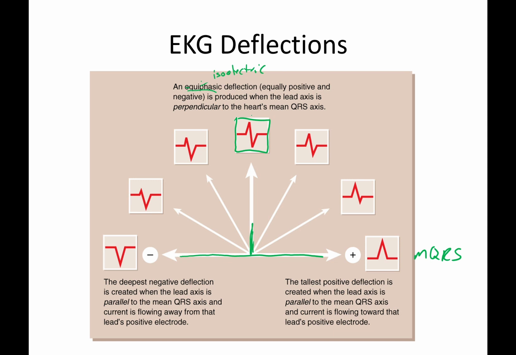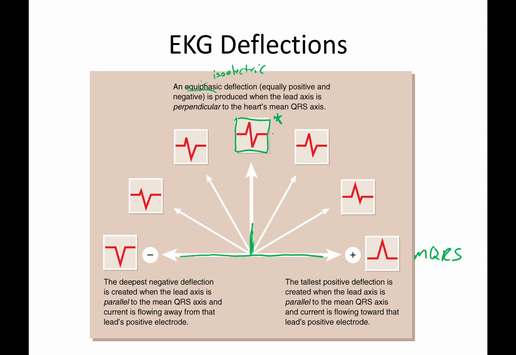And this isoelectric lead is perpendicular to the mean QRS. I know I keep saying the same things over and over again, but there's a reason for that. If I look at any person's 12-lead EKG and I can find this one right here, I then know for a fact that whatever lead is running perpendicular to this one is going to be my mean QRS.